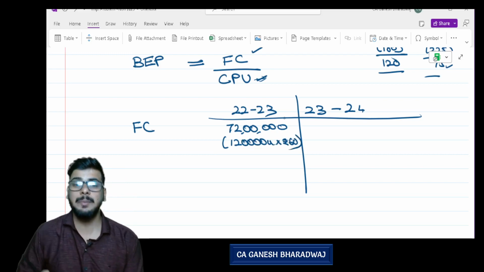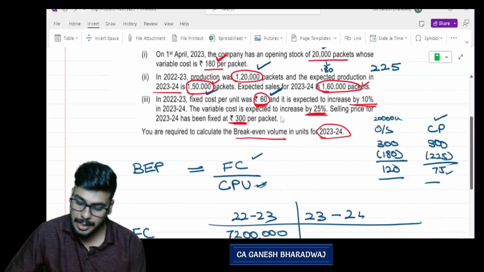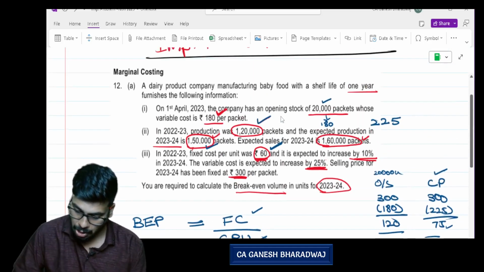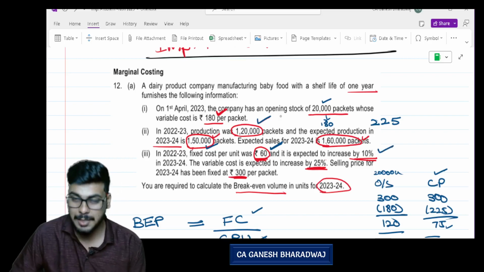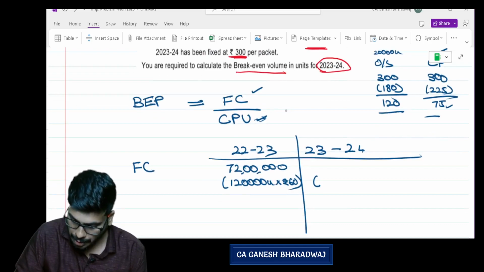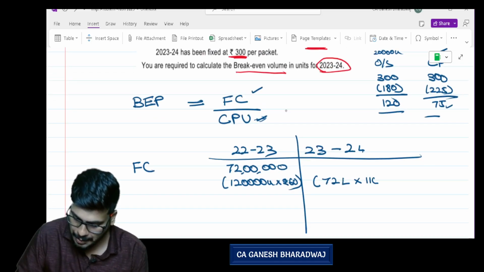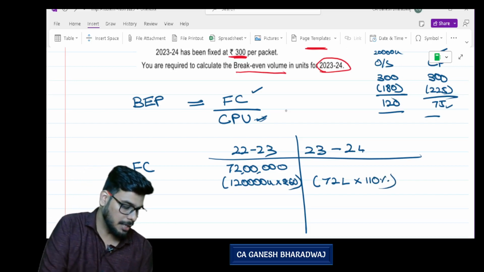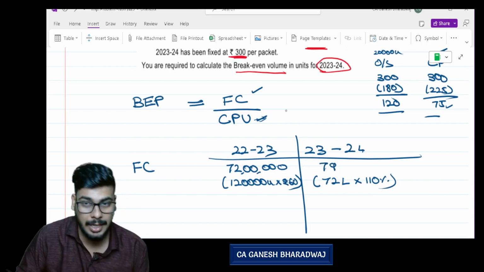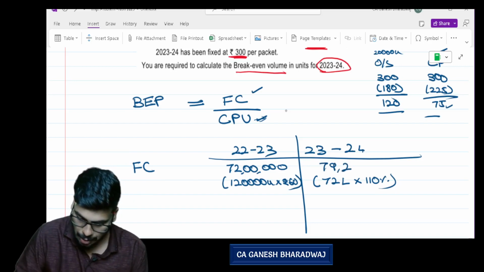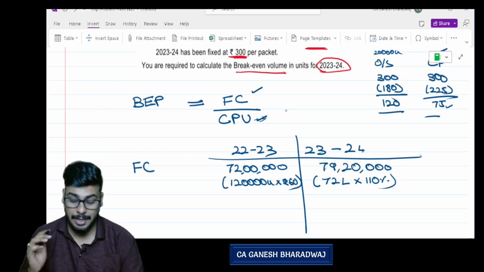So in the current period, what will be the fixed cost? They have said the fixed cost is expected to increase by 10%. So it is going to be 72 lakhs into 110%, correct? So 72 lakhs into 1.1. The current year's fixed cost to be recovered is how much? 79,20,000. Are you clear with this?